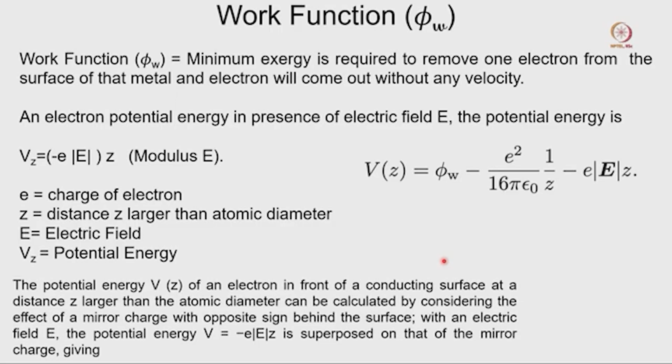So, why are we talking about larger than the atomic diameter? Because when the electron is staying within the metal, it is within the atomic radius or atomic diameter. Then the electron is detached from that, and it is not within the atomic diameter anymore, and that is the reason we are saying the distance z should be larger than the atomic diameter. Now, this is the relationship between the potential energy and the work function.